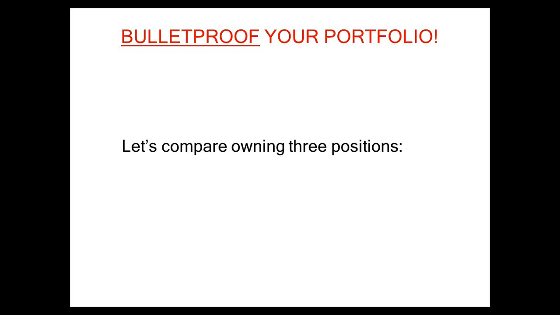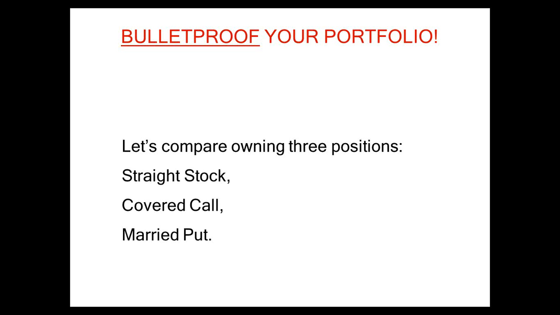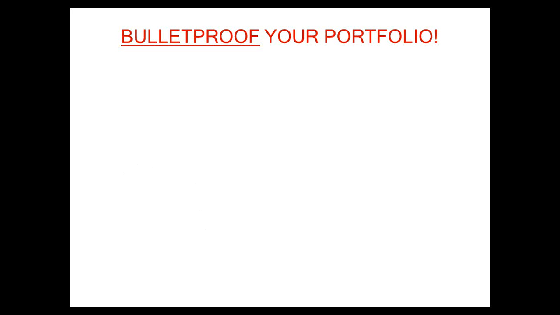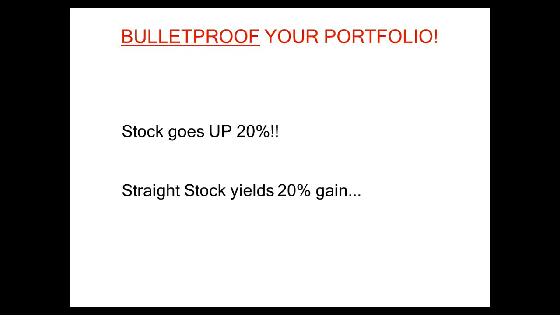Now, just before we show those riskless spread trades, Mike, let's compare owning 3 positions. Each one of these is going to be bullish. One is straight stock, one's a covered call, one's a married put. If your stock goes up 20%, is that good for the person that owns stock? Yeah, they're going to make 20%. Right. What about the guy that sells a covered call?